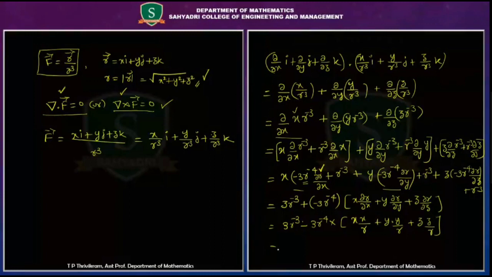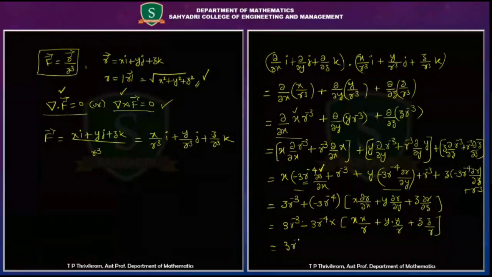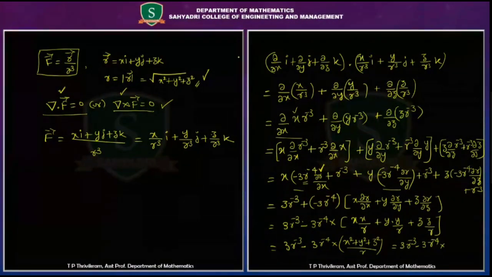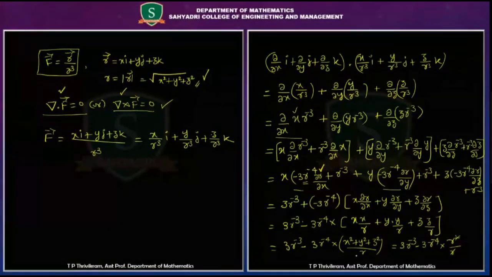Okay, so this one is equal to how much? 3r^(-3) minus 3r^(-4) into (x² + y² + z²) divided by r. So this is nothing but 3r^(-3) minus 3r^(-4) into, what is this actually? If you take square on both sides, you'll get r² here, r² by r. So one r gets cancelled. So what happens?